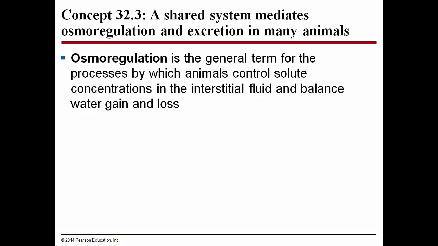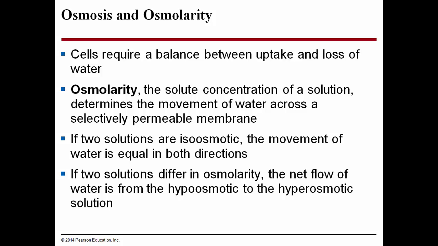Osmoregulation is a general term for the processes by which animals control solute concentrations in the interstitial fluid and the balance of water gain and loss in the cells. Cells maintain a balance between uptake and loss of water. Osmolarity is the solute concentration of a solution, and determines the movement of water across a selectively permeable membrane. If two solutions are isoosmotic, the movement of the water is equal in both directions.